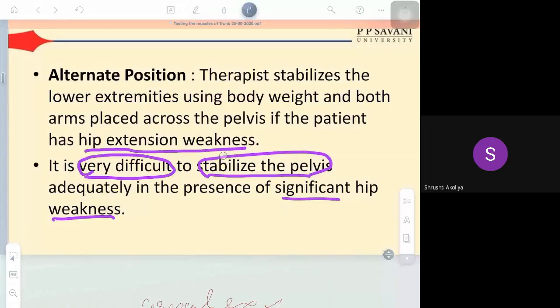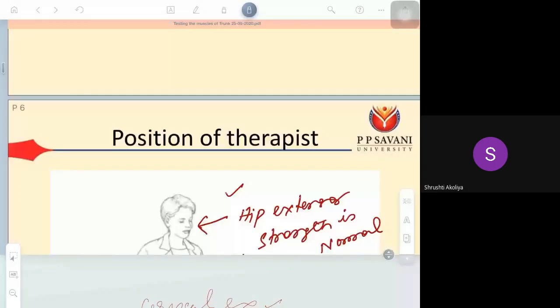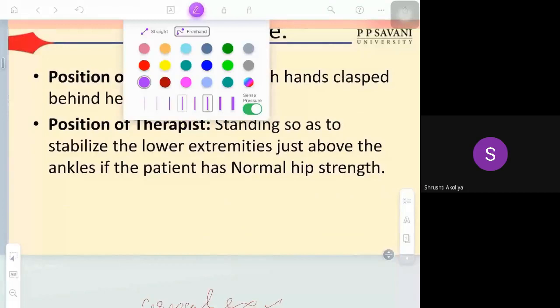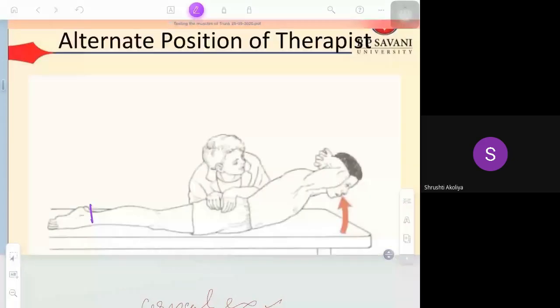Clear? So this is about position. We have discussed 2 points. First is position of patient, position of therapist, and we have discussed alternate position. Now test. Third point.